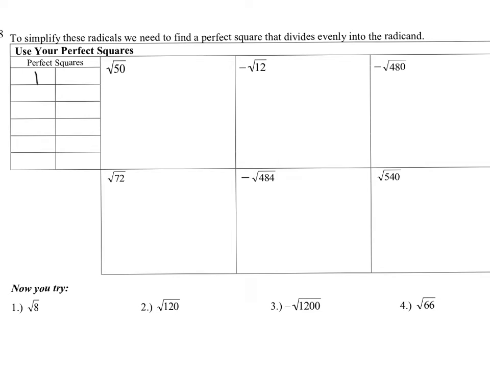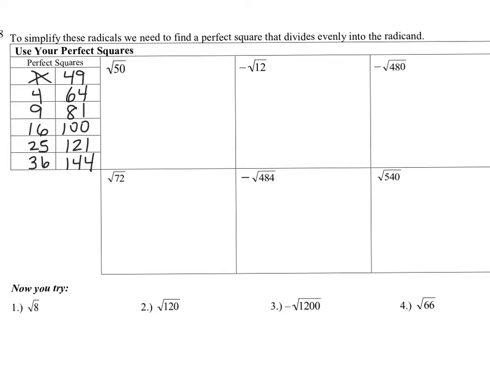1 squared is 1, 2 squared is 4, 3 squared is 9, 4 squared is 16, 5 squared is 25, 6 squared is 36, 7 squared is 49, 8 squared is 64, 9 squared is 81, 10 squared is 100, 11 squared is 121, and 12 squared is 144. Now, obviously there are more, but usually 1 through 144 are going to help us. Now, because 1 goes into everything, we are not counting 1 because the square root of 1 is 1.